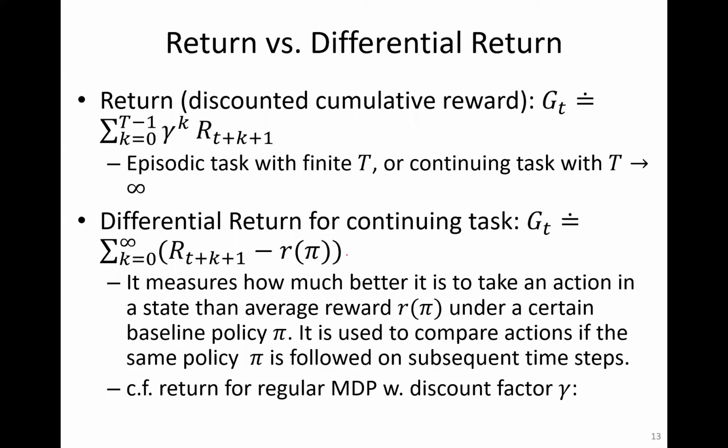So the differential return is the sum over every step of the reward minus the average reward. It measures how much better it is to take an action in a state than the average reward under a given baseline policy pi. It's used to compare actions if the same policy pi is followed on subsequent time steps. So compare this with the regular MDP with a discount factor gamma on the top.